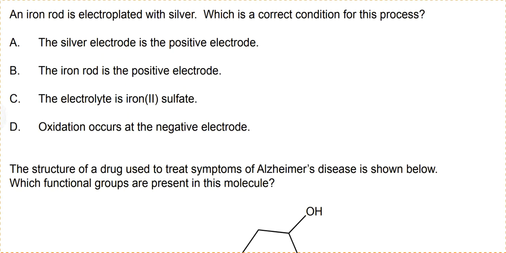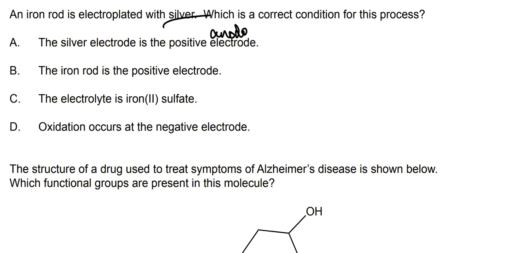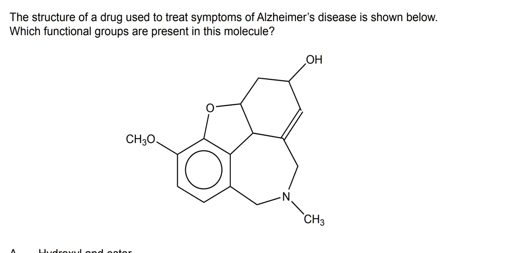An iron rod is electroplated with silver. Which is correct for the condition of this process? The silver electrode is the positive electrode. Well, in electrolysis, the positive electrode is the anode, and that's where oxidation happens. And if oxidation happens there, that means we have Ag+ silver ions being formed, and those will electroplate onto the iron rod. So that seems to be the correct answer. I'd go with A.